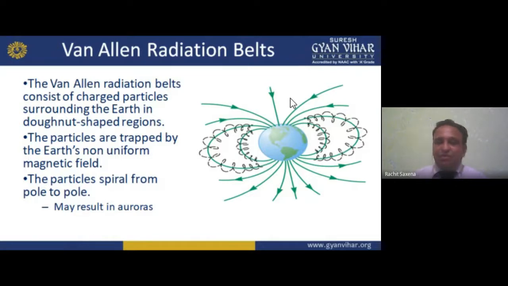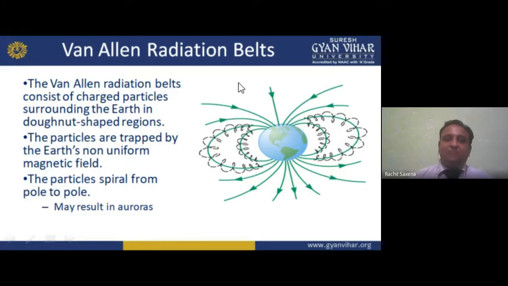Previously we had the uniform magnetic field, but now this is an example of a non-uniform magnetic field. In this, the particles are trapped by the Earth's non-uniform magnetic field. It is trapped by the Earth. See, the Earth's non-uniform magnetic field, and these are also the Van Allen radiation belts.